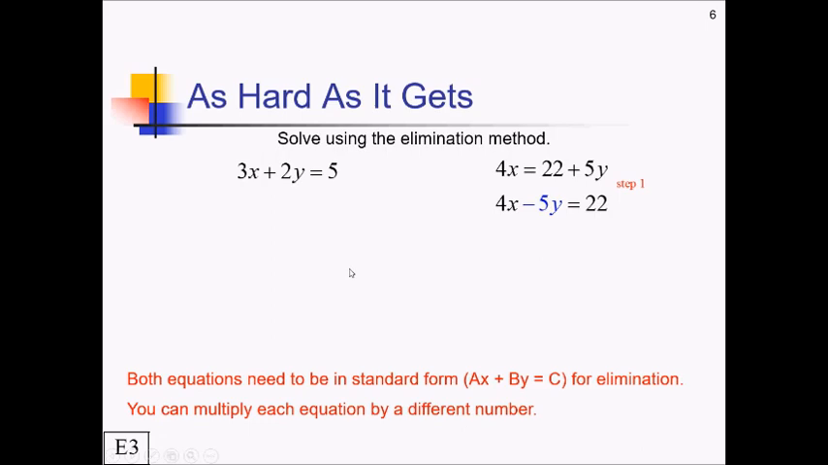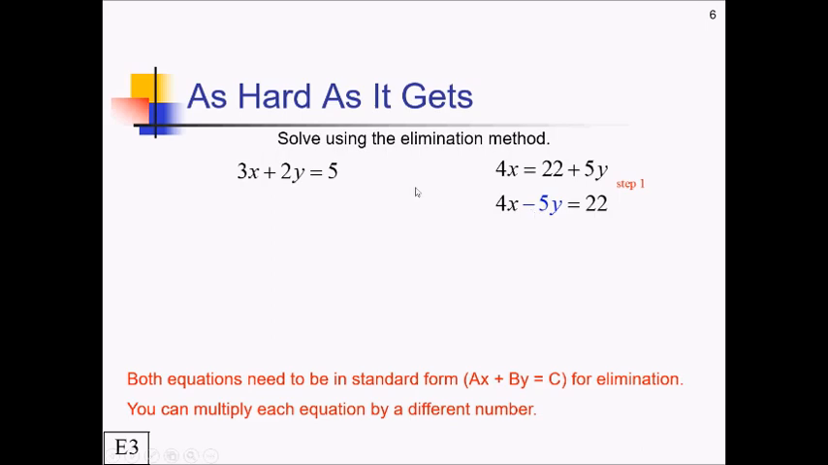So first off, figure out the variable that you want to get rid of. So for example, let's say we want to get rid of the y's. Look at the coefficients of those variables, 2 and negative 5, and just figure out a number that those both go into. For example, 2 and negative 5, those both go into 10 or negative 10. So what I could do if I want to get rid of y is multiply this first equation here by 5 to get 10y, multiply this other equation by 2 to get negative 10y, and then those will cancel out.